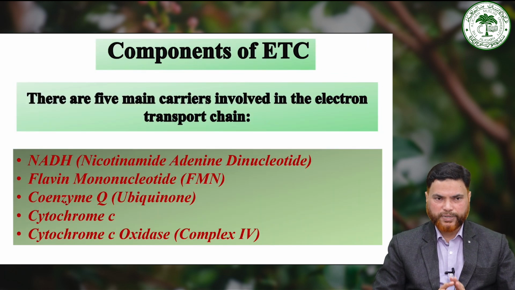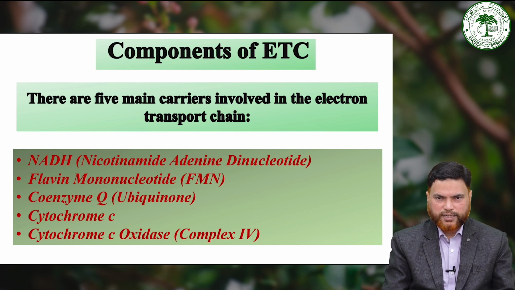Now, what are the basic components or carriers involved in the electron transport chain? In this regard, there are 5 main carriers involved in the electron transport chain, namely NADH, flavin mononucleotide, coenzyme Q, cytochrome C and cytochrome C oxidase. I will discuss one by one the important role played by each of the carriers involved in the electron transport chain.